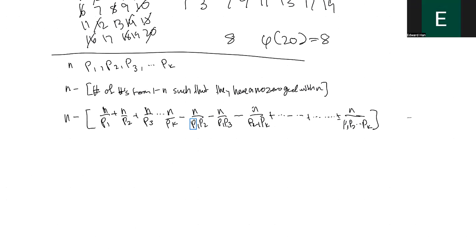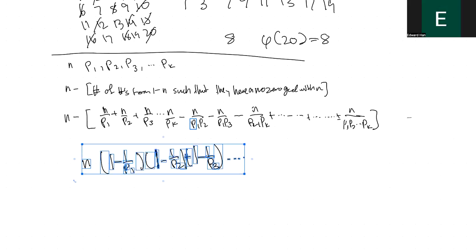And then the rest is algebra. You algebra it out and you factor it. You can factor out and take away the parentheses, factor everything out. And then what you have is this formula of n times (1 minus 1 over p1) times (1 minus 1 over p2) times (1 minus 1 over p3) and so on. This is the main formula we're going to be using, and it's mostly well known.